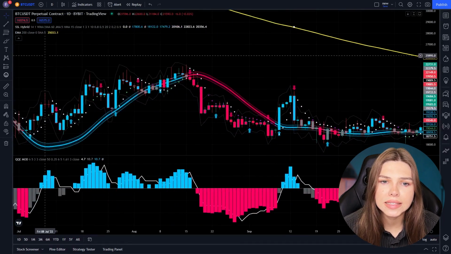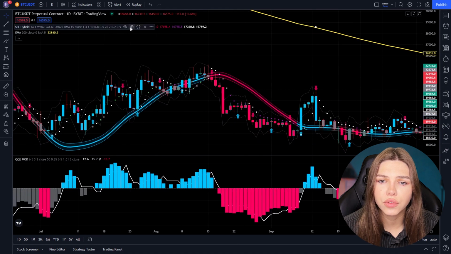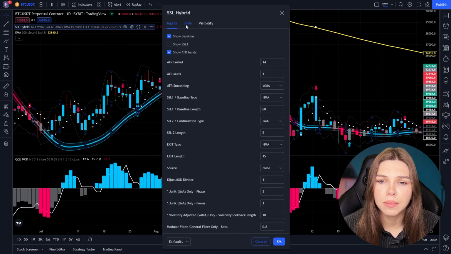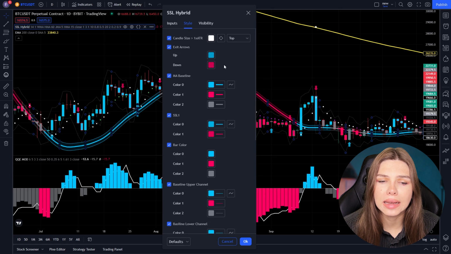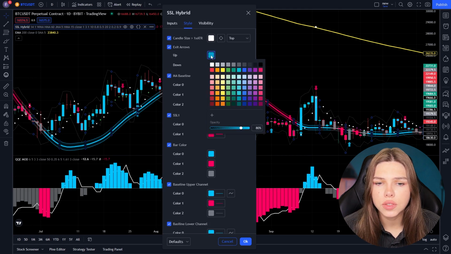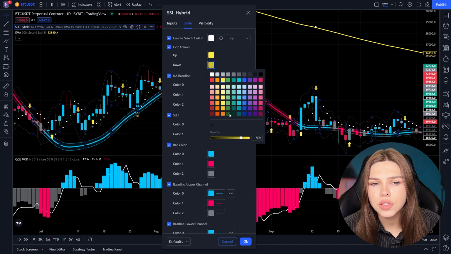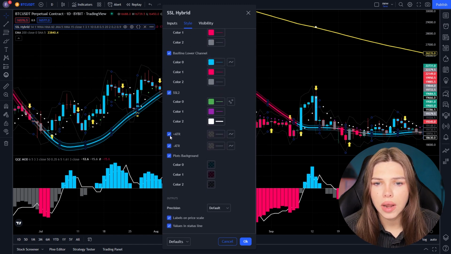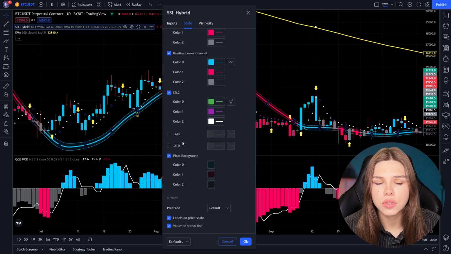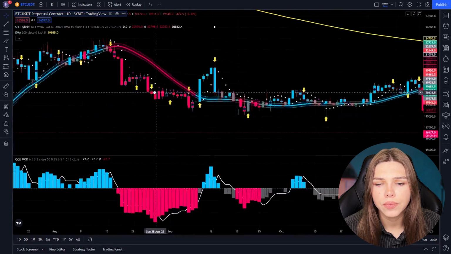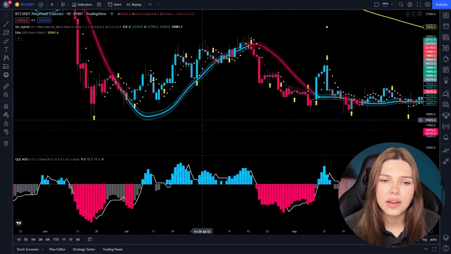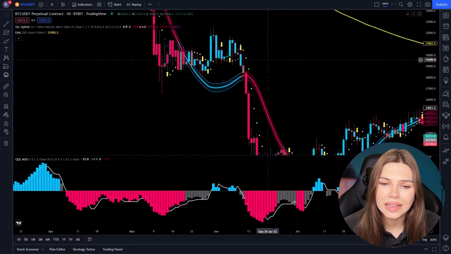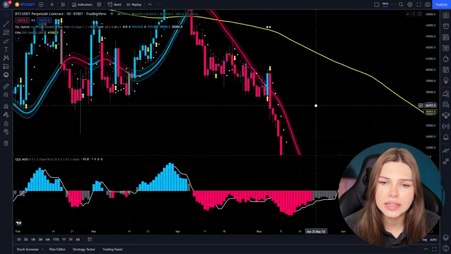The next thing is we're going to go in settings for SSL hybrid and make some edits to make it look a little bit cleaner. We're going to get rid of this. I'm going to make the exit arrows also yellow so they stand out a little bit. Same thing going up and down, and then we're going to take this off, that off, and everything else remains the same. Now our chart is looking way cleaner and good looking. Now our chart is all set, we can get into the strategy.